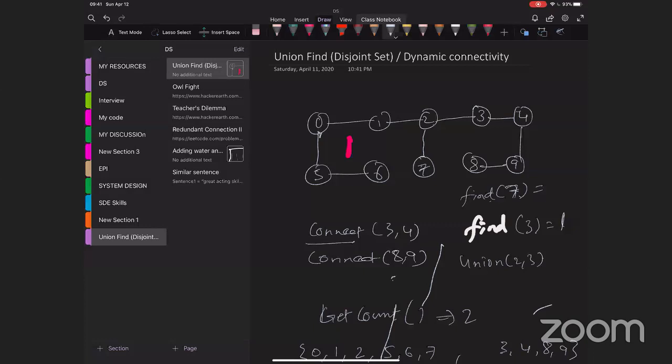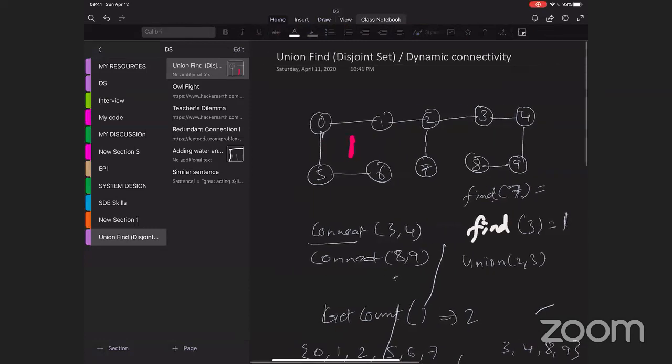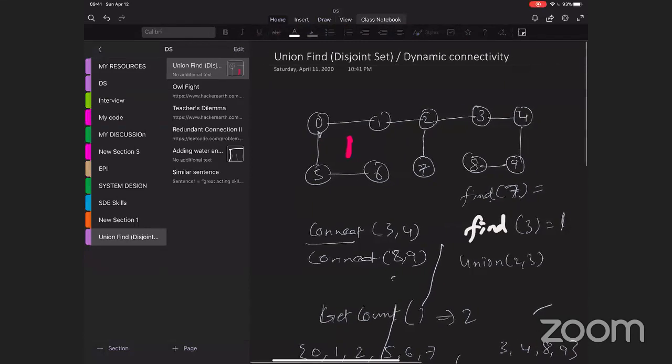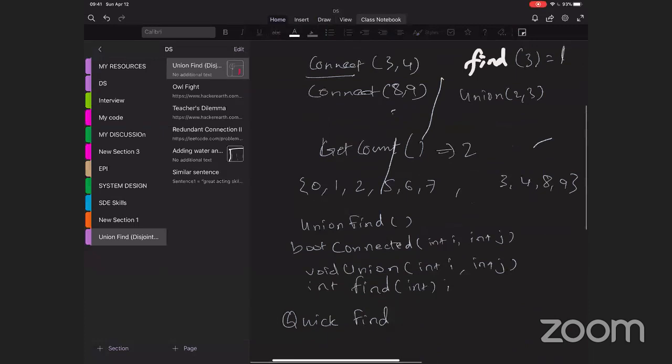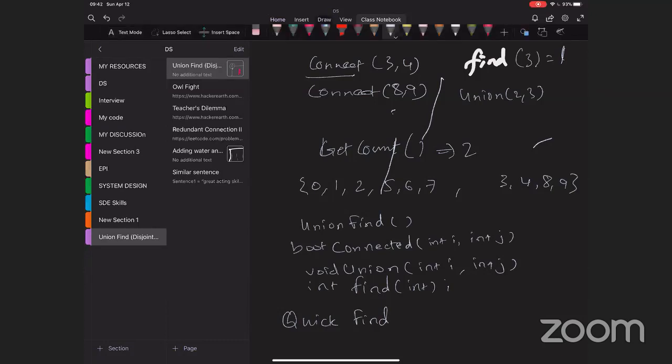So you can always say connect 0 and 1, I mean union 0 and 1, or let's say union 5 and 2 in this example, but it won't change your answer to find, union, connected, or total count. That is another one that we haven't written. Basically, how many components do we have in total, right?